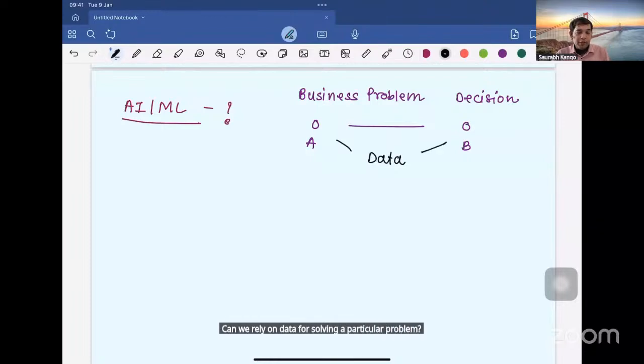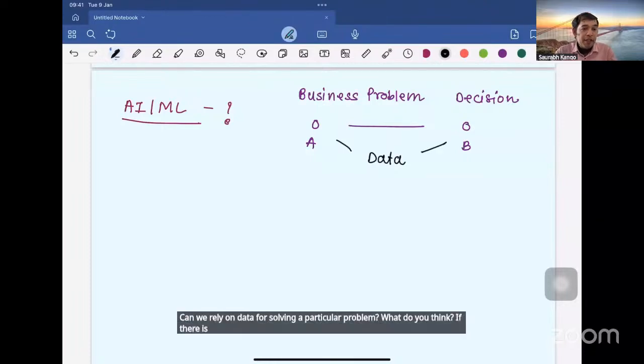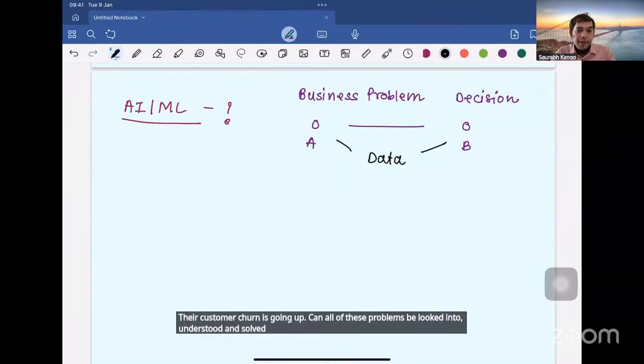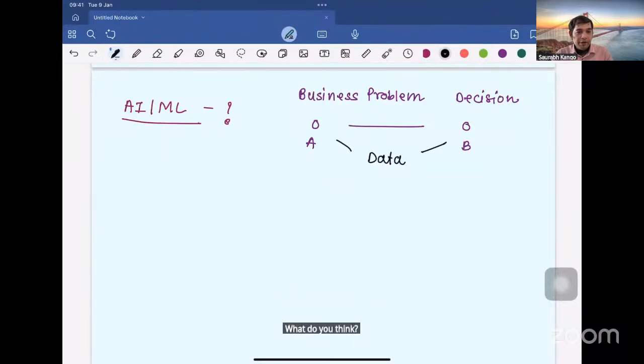What do you think? If there is any problem that a company is facing, let's say their sales are going down, their revenues are going down, their customer rate is going down, their customer churn is going up. Can all of these problems be looked into, understood, and solved using data? What do you think? We can rely on data, right?